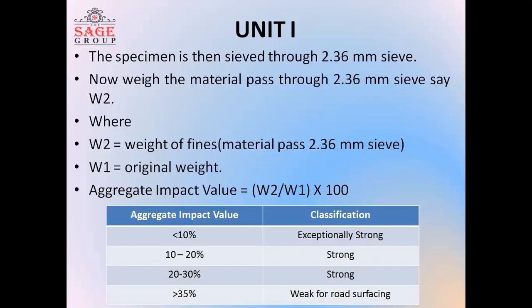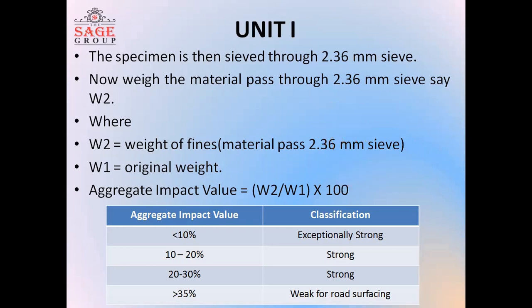Now, after the 15 free falls of the hammer are done, the specimen is taken out and the stone pieces are sieved in an IS sieve of 2.36 mm size. Now, the weight of the stone pieces which pass through the 2.36 mm sieve is measured. That means the material which comes out from this sieve is collected in a cup or the mold, and the weight of the material collected is noted down.